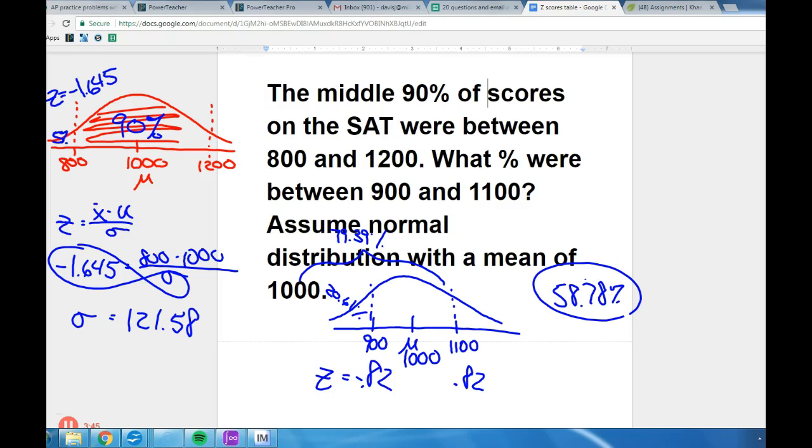You broke down where? Like this? So I'm looking up. So you got the z-score? And then just look up that in your table. And that tells me 20.6%. That's the part below 900. Then I looked up 0.82 in my table. That's the part below 1100. That's that 79.39. And then to find what's in the middle, I subtract them, and that'll leave me with this part here. All right? Other questions? Okay.